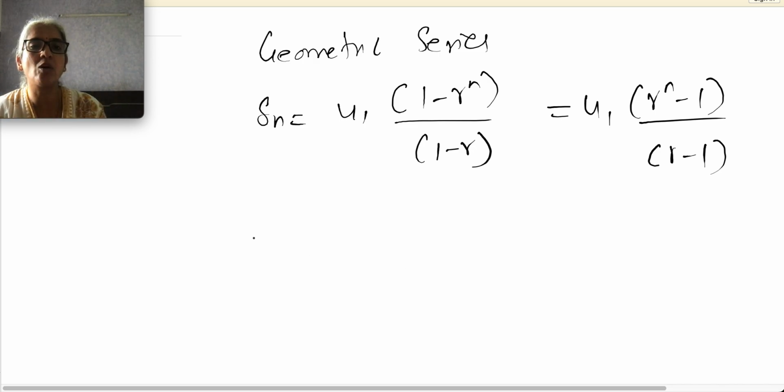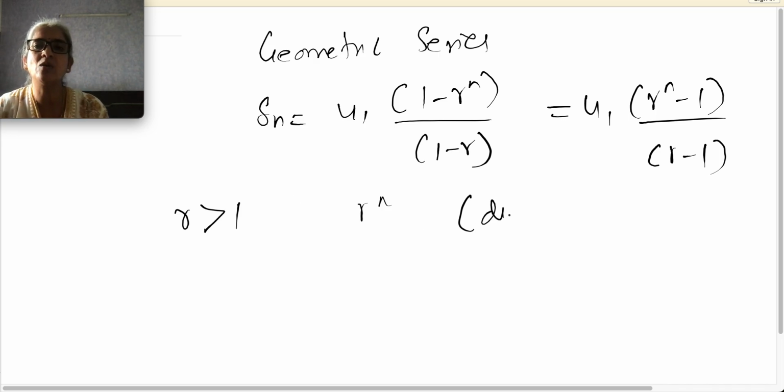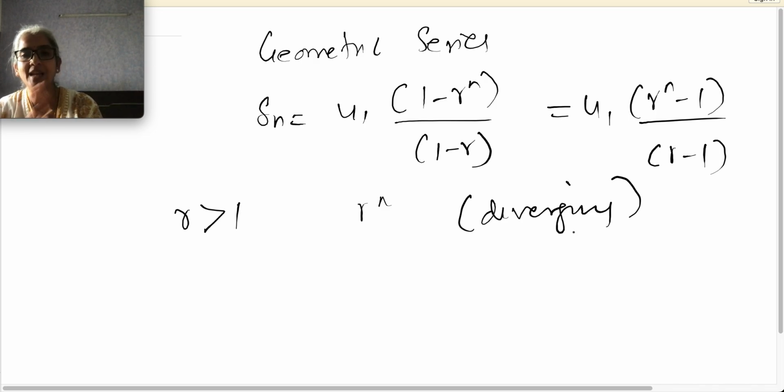Now look at the common ratio. If r is greater than 1, what happens to r raised to n? As n increases, r raised to n also goes on increasing, it becomes bigger and bigger. So the series, the sum value also goes on increasing, and therefore it is called a diverging series. So if I had taken a very large number of terms, then it would have reached a significantly large value, which is the idea of diverging.